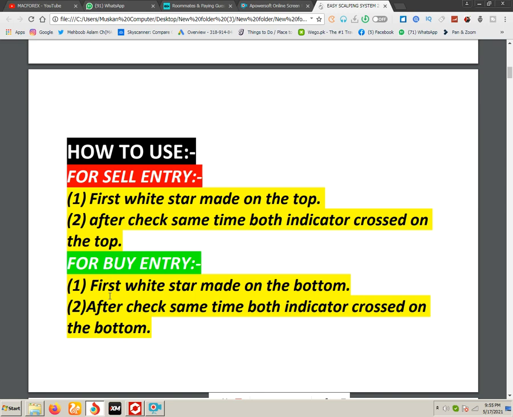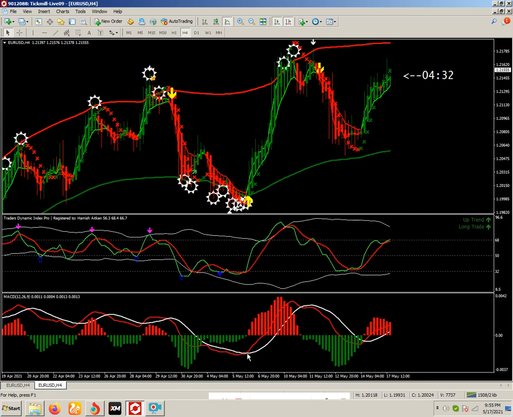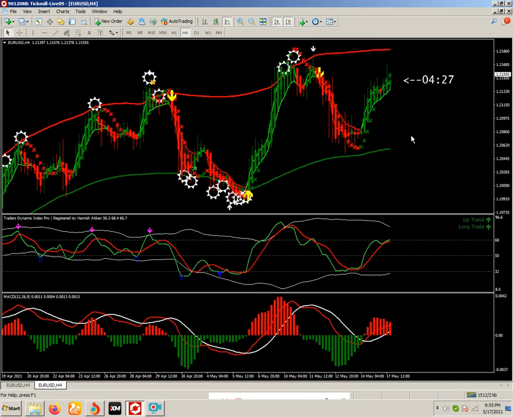For a buy entry, first a white star made on the bottom, and at the same time both indicators crossed on the bottom. This means talking about these two lanes. Here is the buy entry and here is the sell entry, you can see here, and cross check with Dynamic Index Pro, you can cross check. So it's very easy to use.